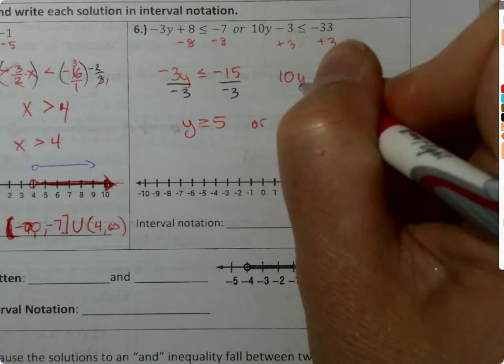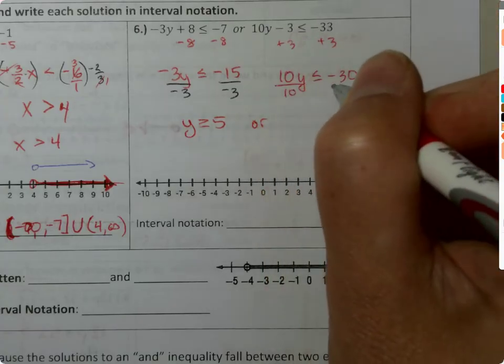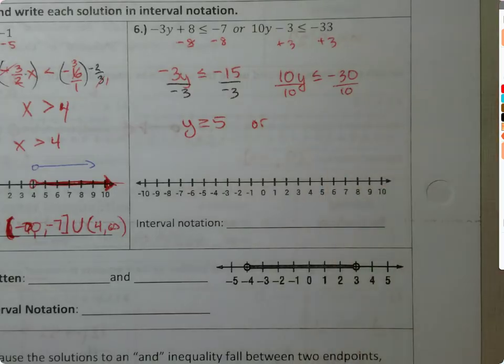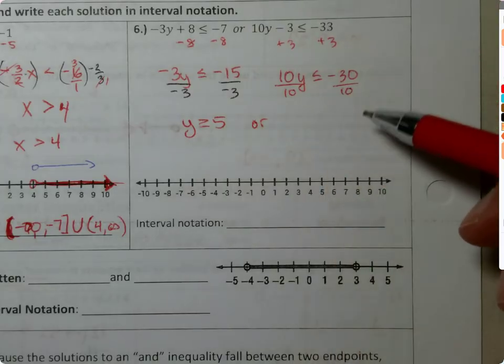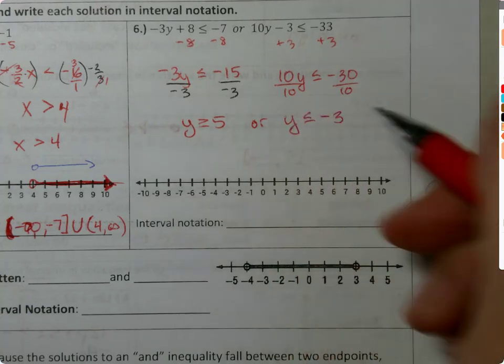So I end up with 10y is less than or equal to -30. Now I'm dividing by 10. Should I flip my inequality? No, it was a negative. It's going to stay a negative. So y is less than or equal to -3.